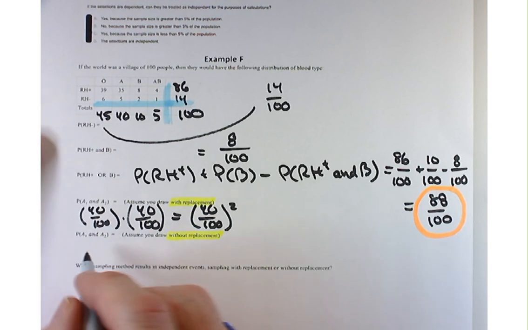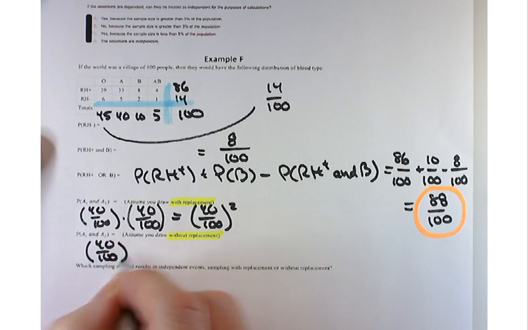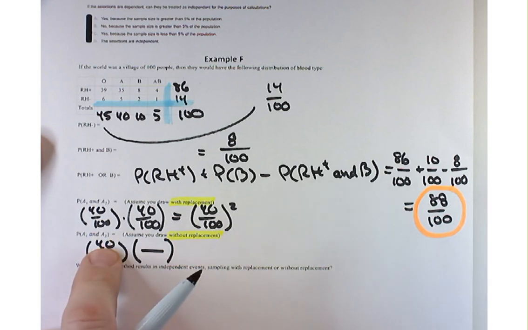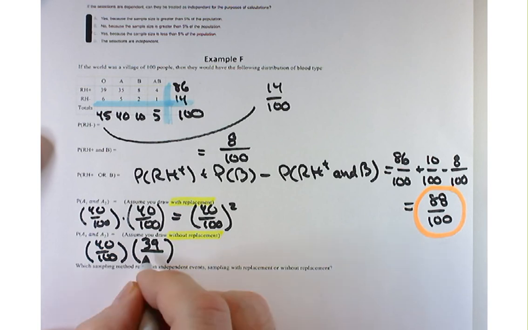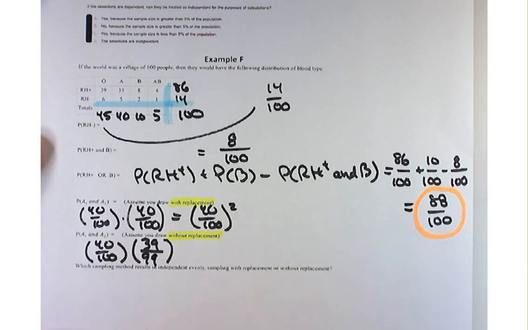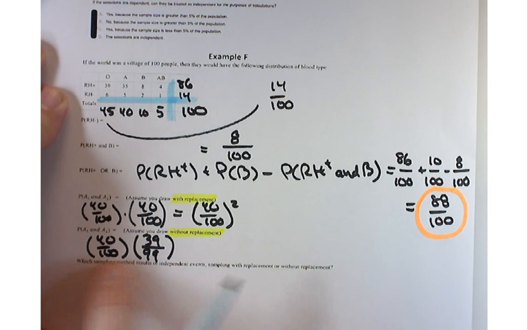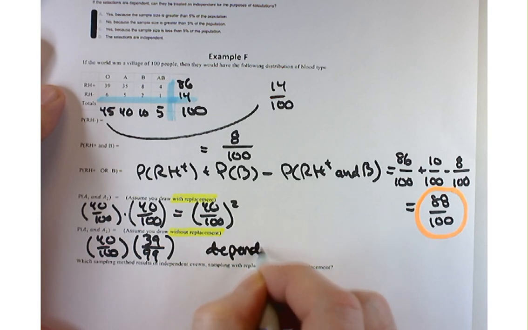Now the difference down here is that on the first draw, there's 40 over 100, but if you're sampling without replacement, you're taking 1 out of this pool. So now there's only 39 people with type A blood out of the 99 people that are left. So those will be different. What happened here on the first event affected what the probability is on the second event. So these are dependent events.